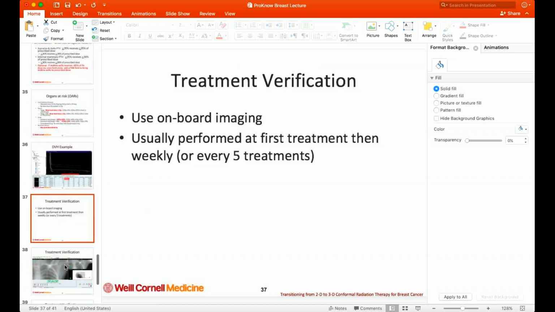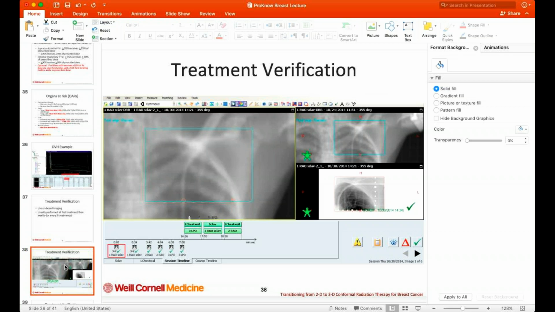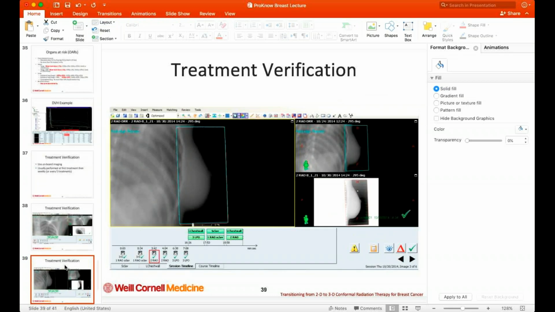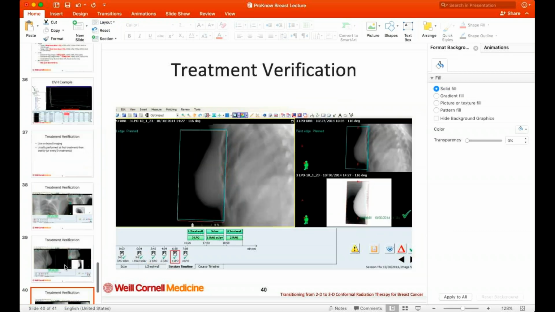So in terms of treatment verification, you can use onboard imaging if you have the imager enabled on your machine. Usually, I perform it at the first treatment, and then it's taken once again once every 5 treatments after that. There are differing practices amongst differing centers, so as long as it's done initially at the first treatment, and then every few treatments, that would be ideal if you have that capability. So those are some treatment verification images.